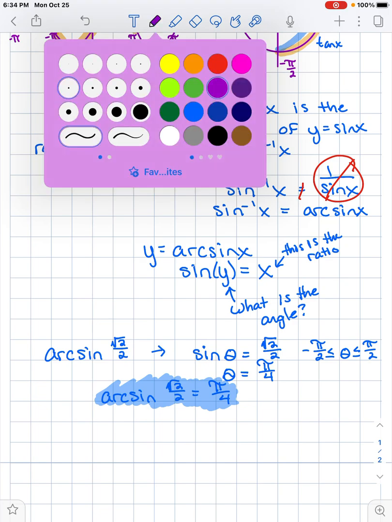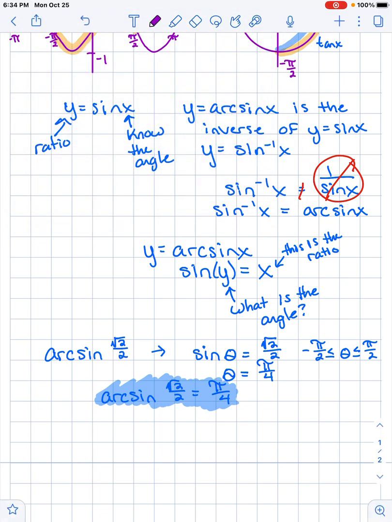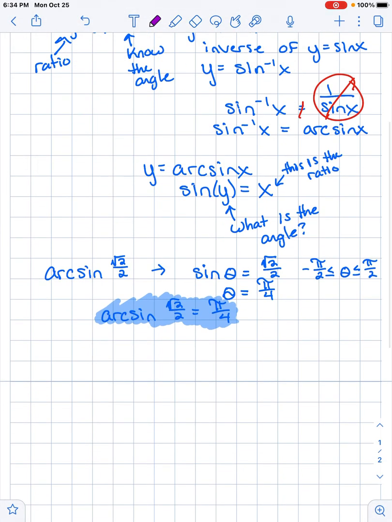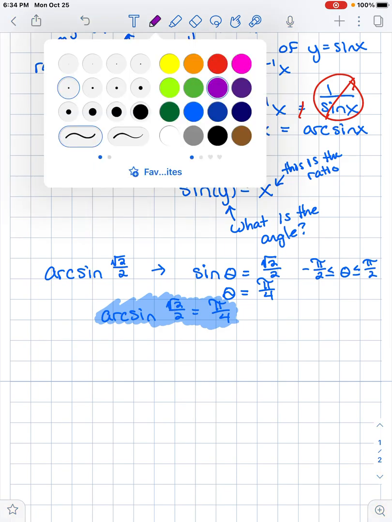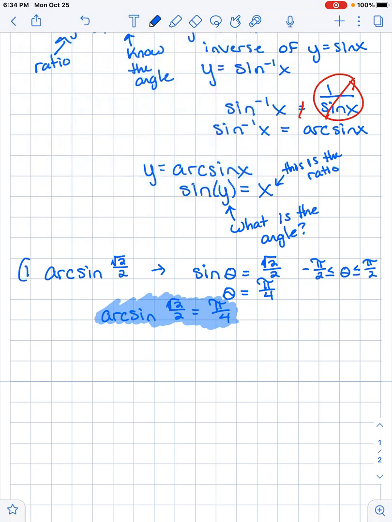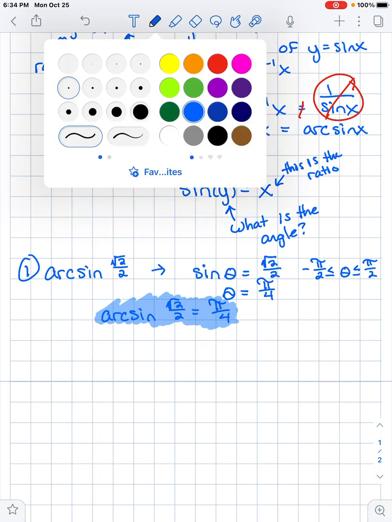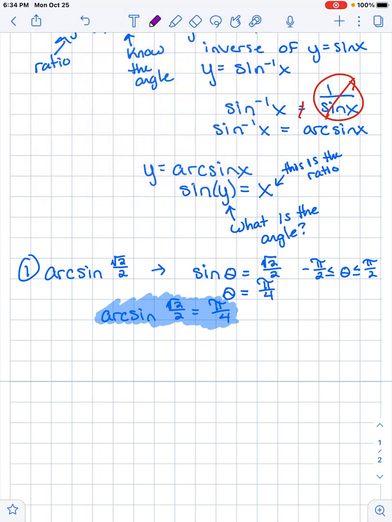Let me give you another example. Let's do a tangent example. So let me number this as number 1. Let's do an example with tangent. I would like you to pause this, please, and find the arctangent of negative 1. Please pause this and go give it a try. Think about your unit circle.